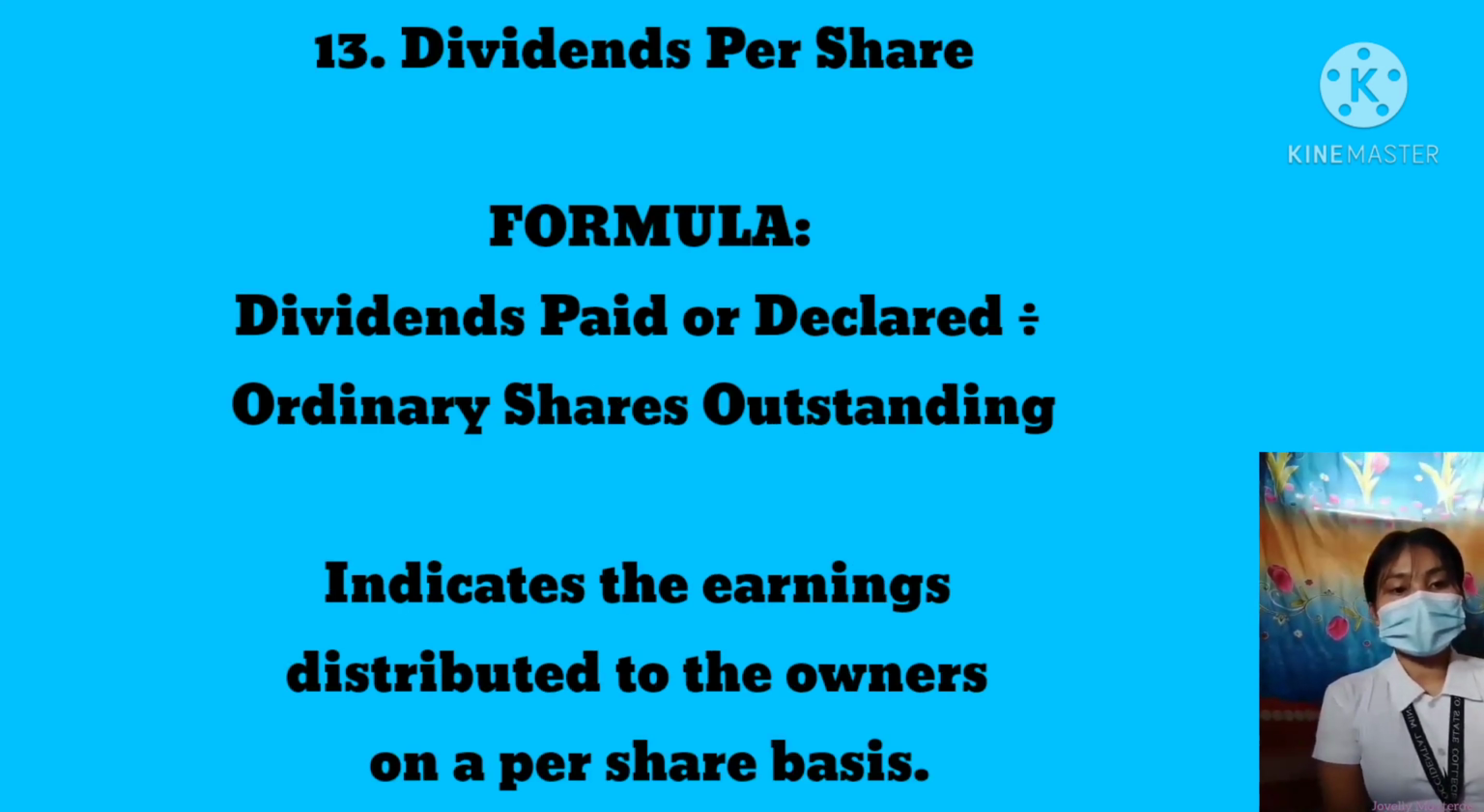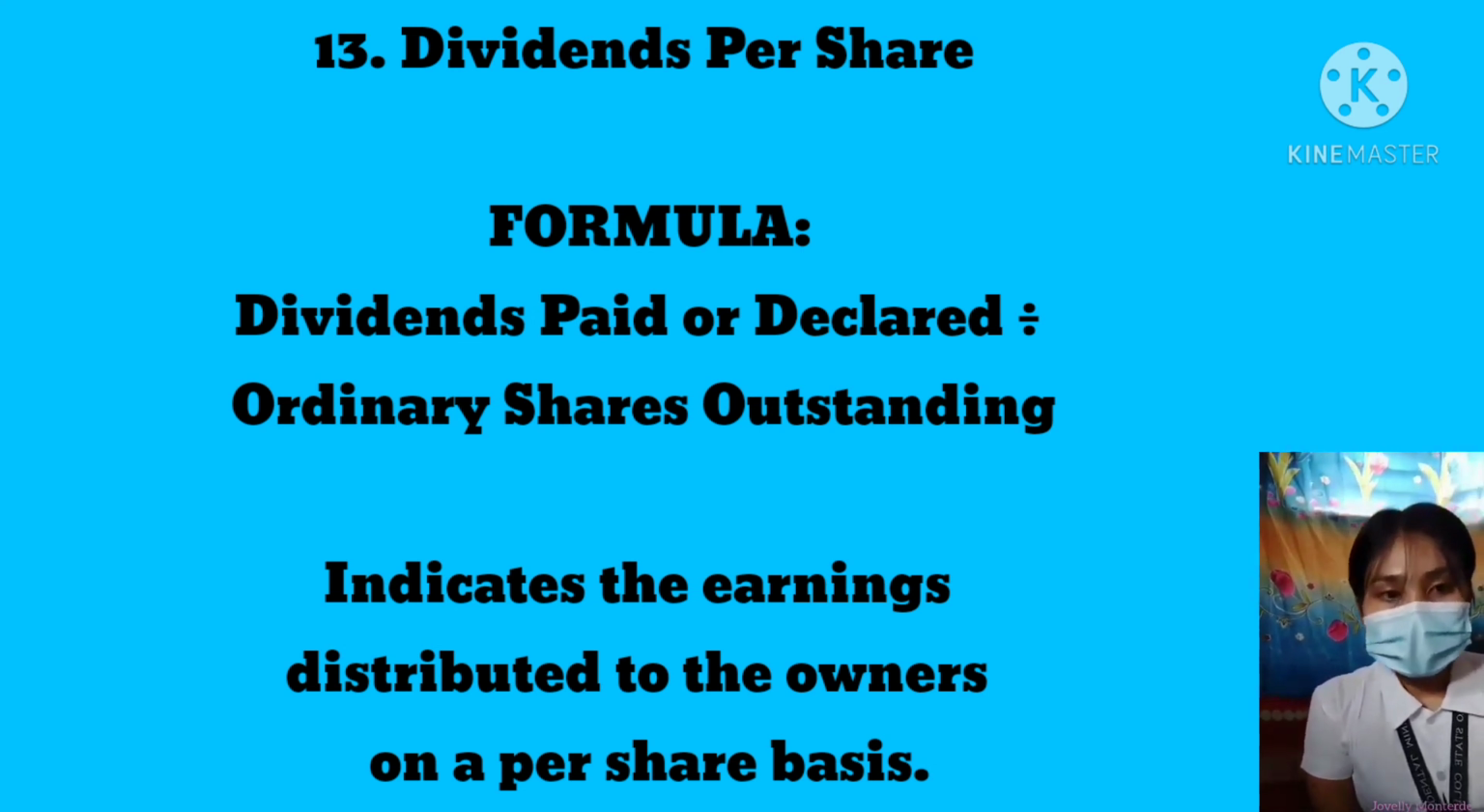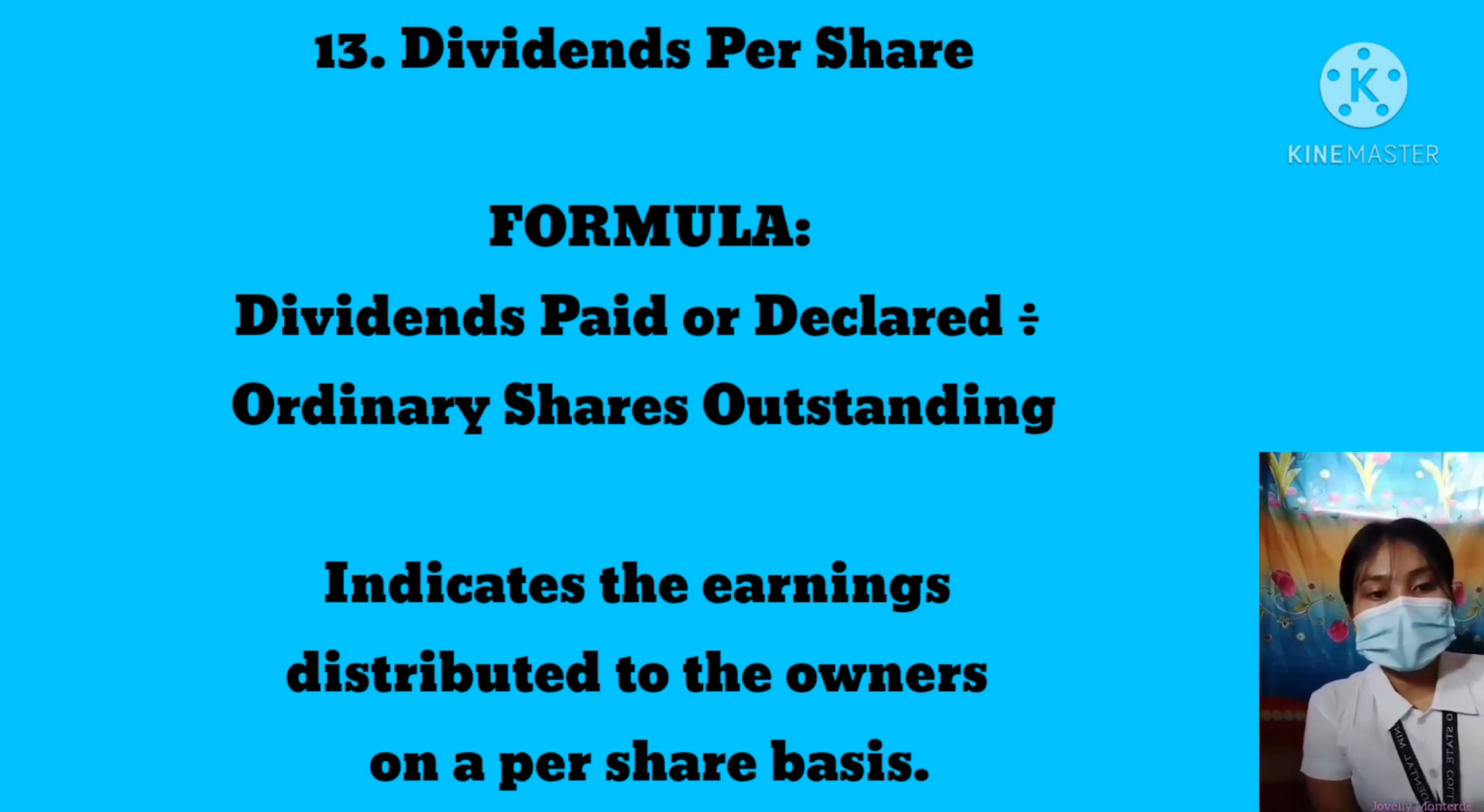Number 13 is dividend per share. The formula is dividends paid or declared divided by ordinary shares outstanding. The significance is that it indicates the earnings distributed to the owners on a fair share basis.